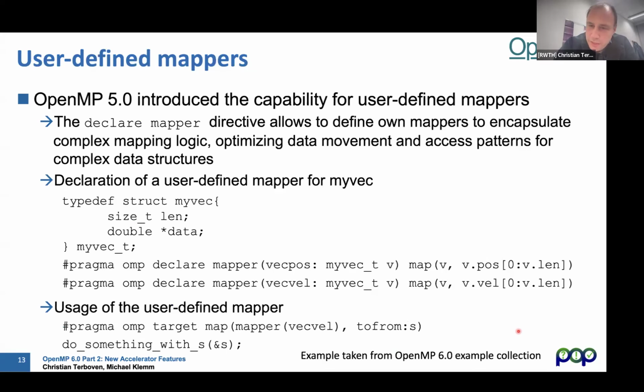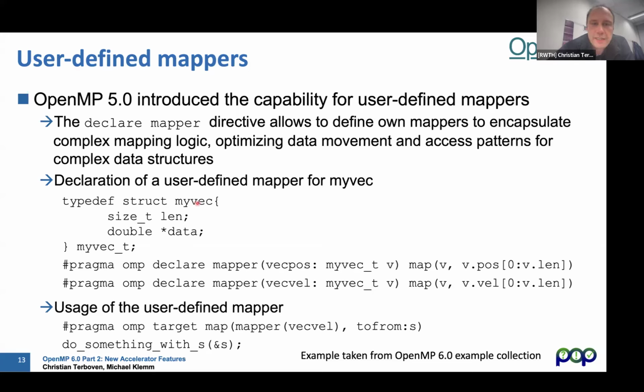What's, I think, more intuitive, and at least for my applications, more important, is that we have user-defined mappers. Maybe you know declare reduction, which was support for user-defined reductions. Now we can also declare a mapper. That means we can define how the OpenMP runtime maps our own data structures from the host to the device, and possibly also from the device back to the host. And in doing so, we can optimize the data movement. We can respect the access patterns that are important for our application, and so forth.